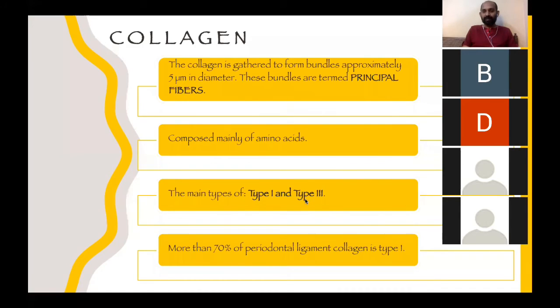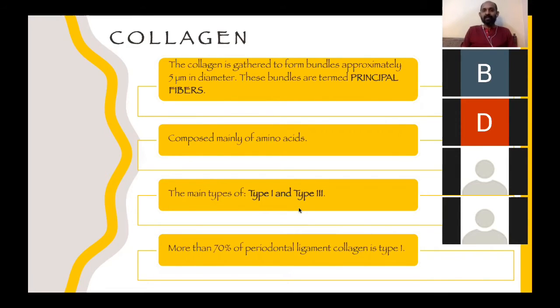This Sharpey's fiber is actually made up of type 3 collagen. So the primary bundles of collagen are made up of type 1 collagen, and type 3 collagen is present in the Sharpey's fibers. Now, if you again remember alveolar bone, we said Sharpey's fibers. And why are we talking about Sharpey's fibers everywhere? We read about Sharpey's fibers in cementum, in alveolar bone, and again in periodontal ligament.